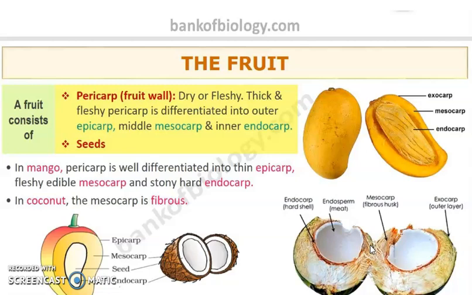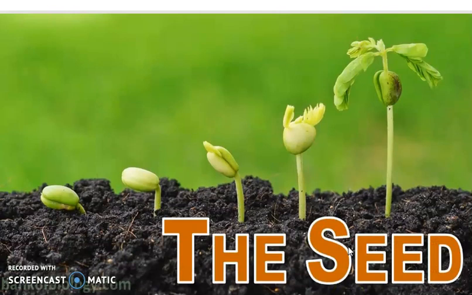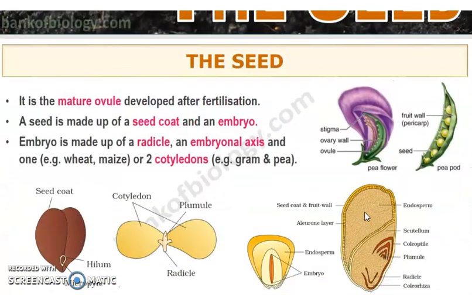Okay, so now let us move on to the next part, which is the seed, children. As we all know, the seed is the part which gives rise to a new plant. Let us see what a seed is and how it gives rise to a new plant. A seed is the mature ovule which is developed after fertilization. Fertilization means the structure formed after fusion is called the seed.